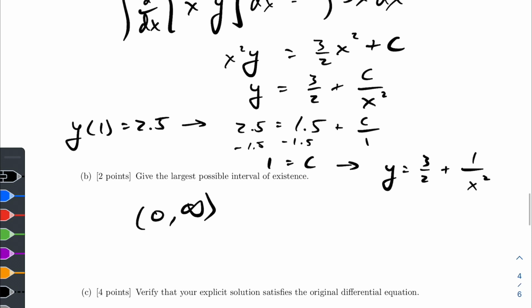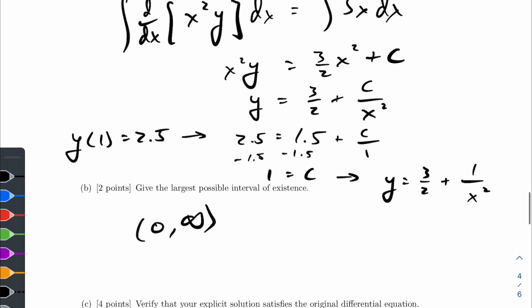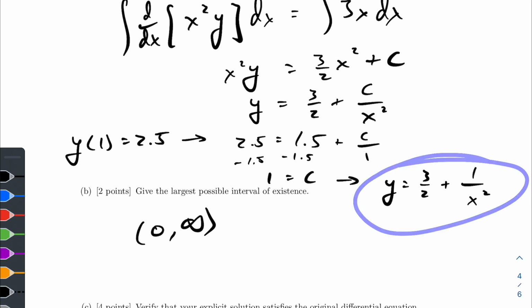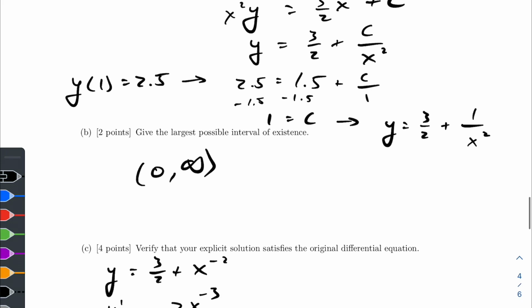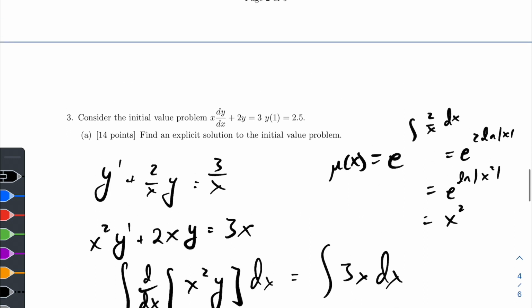All right, let's verify that our solution satisfies the original differential equation. So here's our solution. I'll just copy that over. I'm going to write that as x to the negative 2 so I can take derivatives. Let's just go right ahead and take the derivative. Negative 2 x to the negative 3 would be our derivative. What is our differential equation?